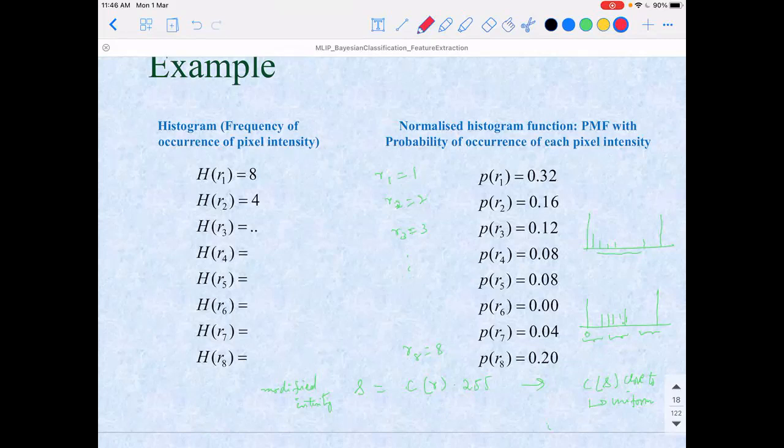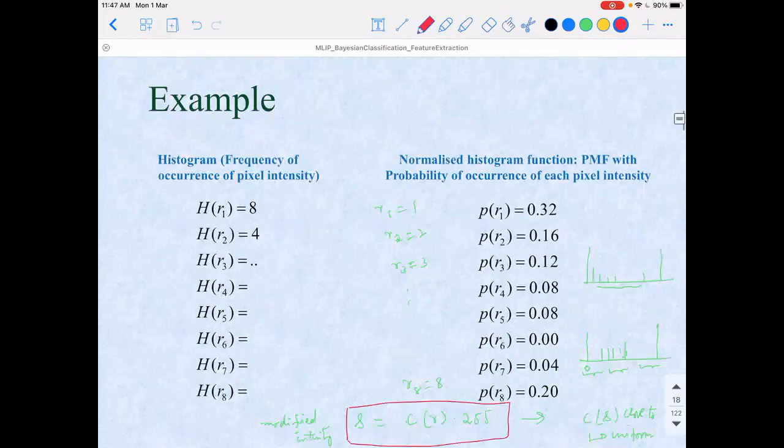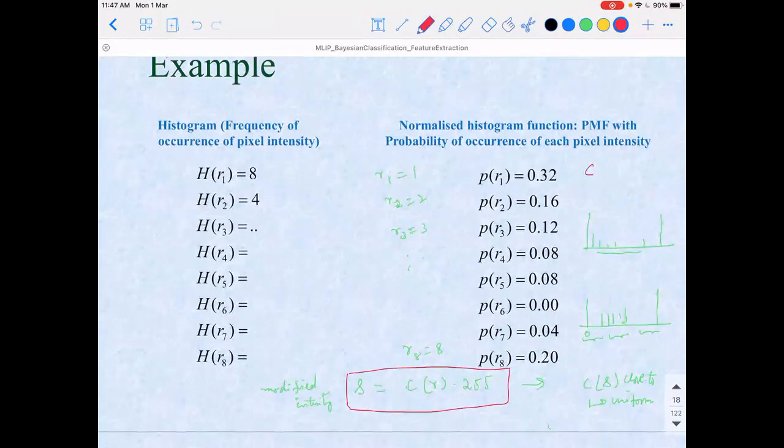The expression is also fine. This is okay. Is this fine? Okay, so what is C of R here, sir? C of R is the cumulative distribution function.